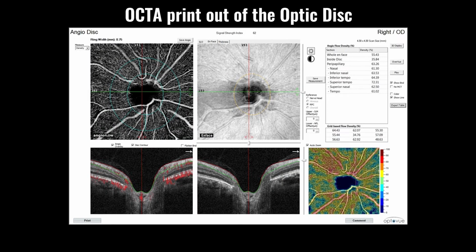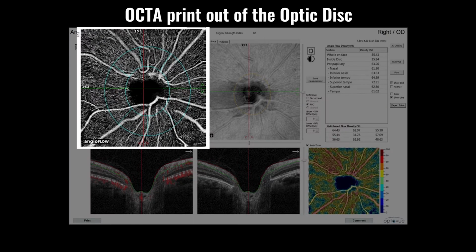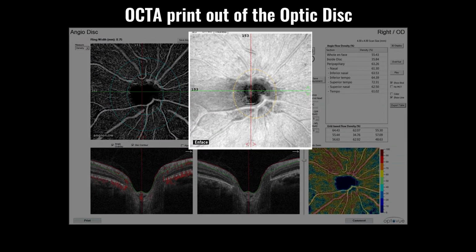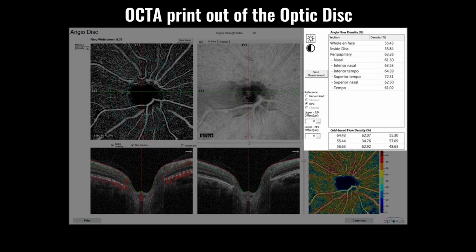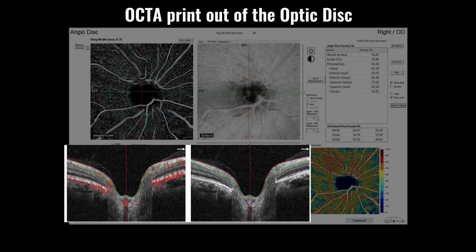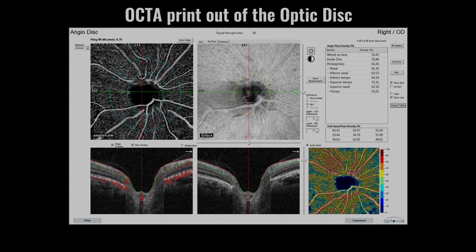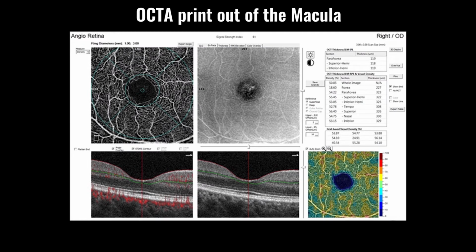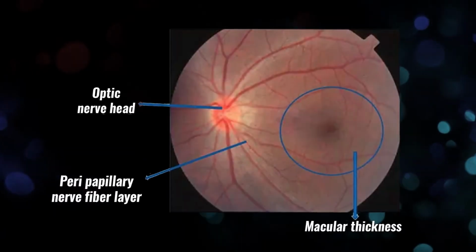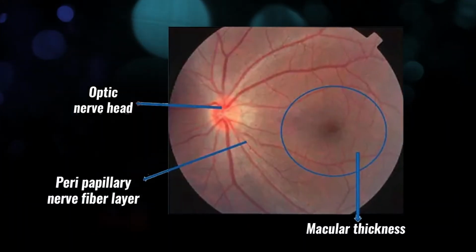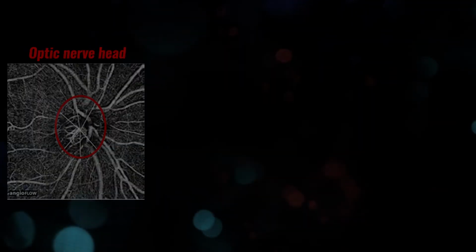This is an OCTA printout of the disc which contains the vessel density map, the en-face image, a heat map of the vascular network, and a table of calculated vessel densities. The B-scan images show the segmentation for the chosen slab. This is an OCTA printout of the macula showing similar zones. One advantage of OCTA is that the vessel density can be calculated separately for the superficial and deep layers of the retina. Scanning regions similar to OCT were evaluated in initial OCTA studies.